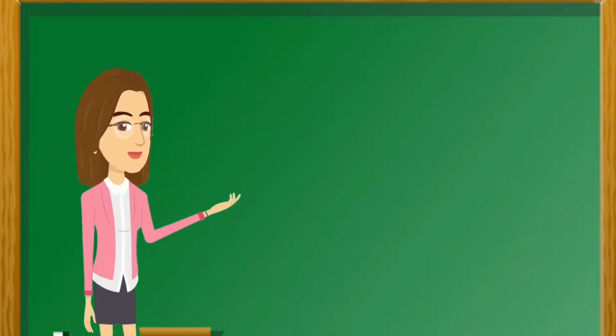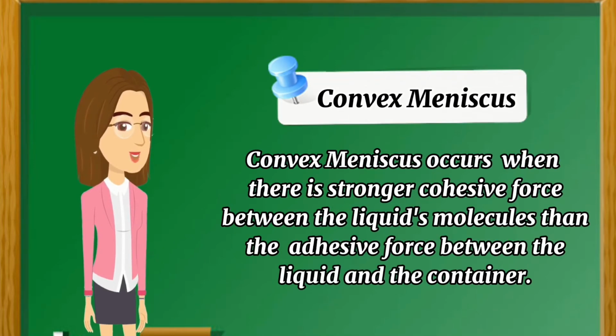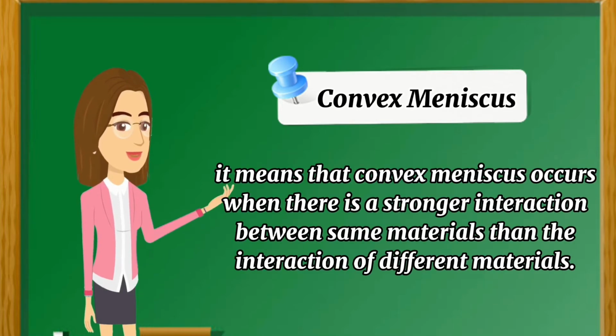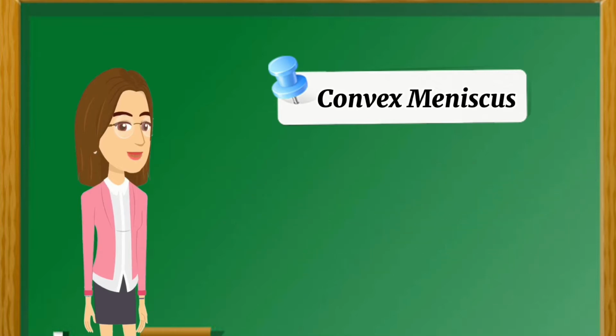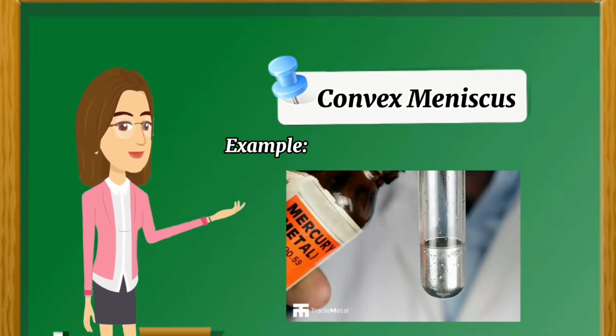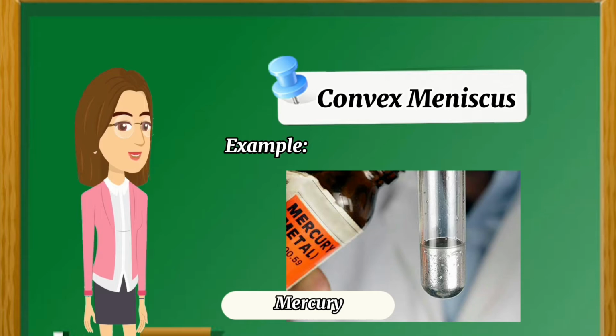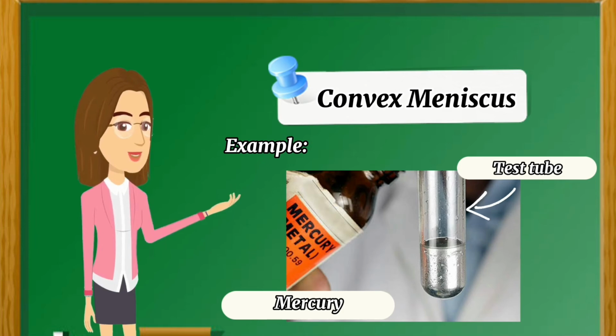Now, let's proceed to the next type of meniscus, that is the convex meniscus. Convex meniscus occurs when there is a stronger cohesive force between the liquid's molecules than the adhesive force between the liquid and the container. It means that convex meniscus occurs when there is a stronger interaction between same materials than the interaction of different materials. For example, when we pour some mercury or alcohol in a test tube, it forms a convex shape because of the interaction inside the test tube.